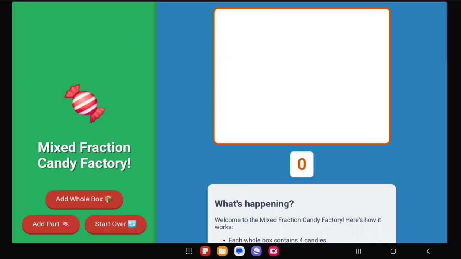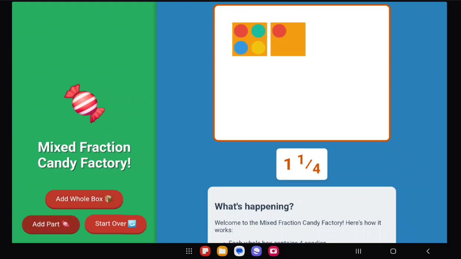Now students, in order to understand mixed fractions, let us play a game here. We're going to be adding a box. One box has 4 different circles, or candies you can say. Now if I add another part here, what does it represent? It represents one whole box and 1/4 of that box.